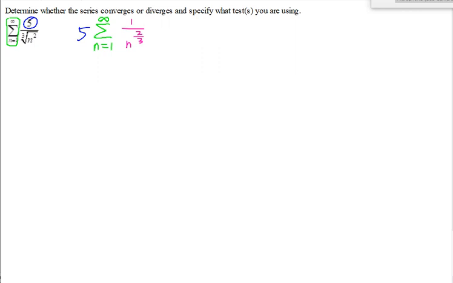But this one's actually a little easier if you just notice this fits the form of the p-series test, where p is the exponent on the denominator, p is equal to 2/3. And since that is less than or equal to 1, that guarantees with the p-series test that this series diverges.